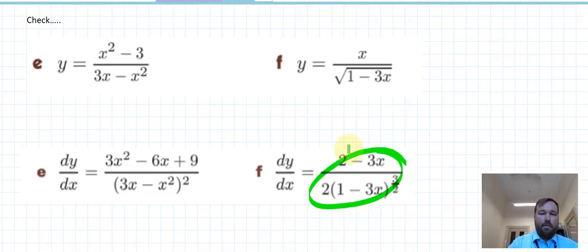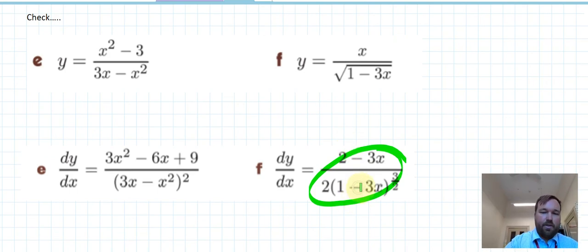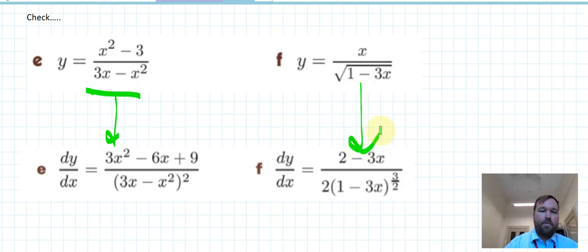This one's been tidied a bit. Don't stress about tidying them. As long as it looks like you're pretty close, you're good. Try this going there, this going there.